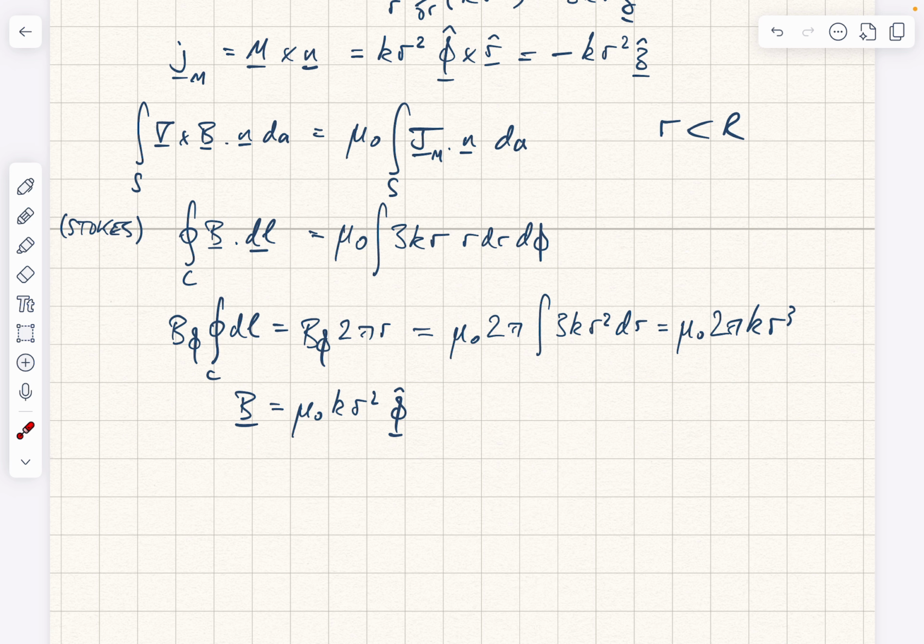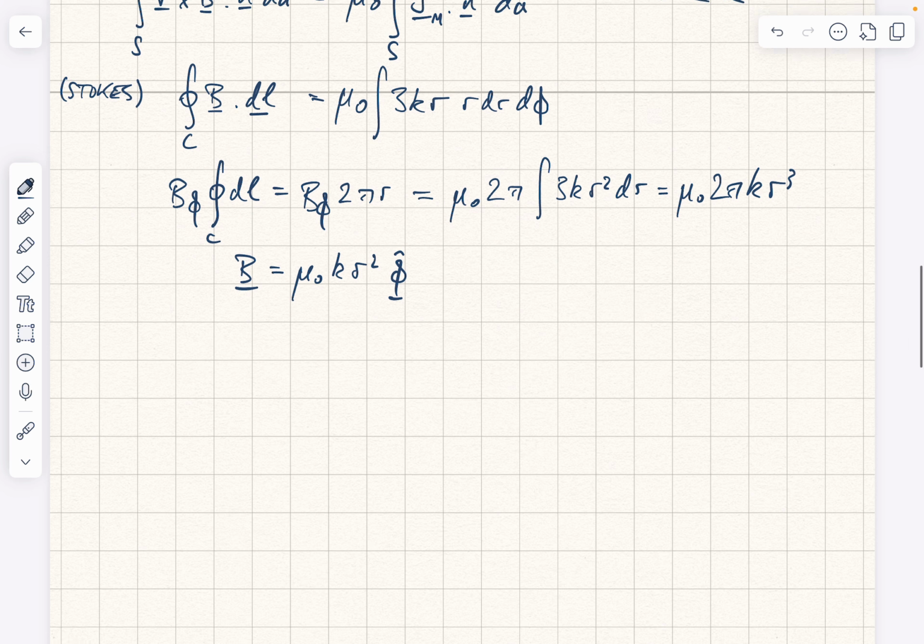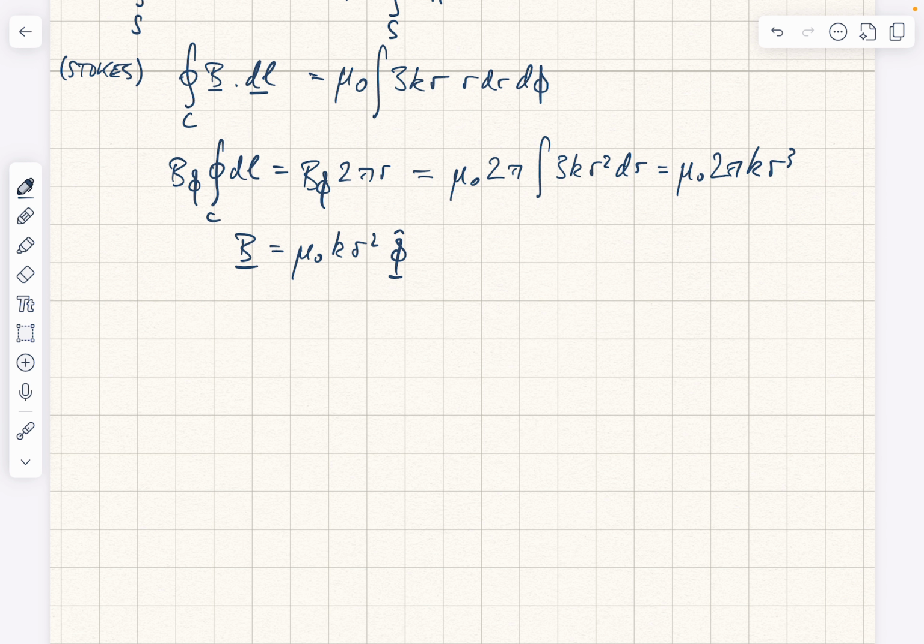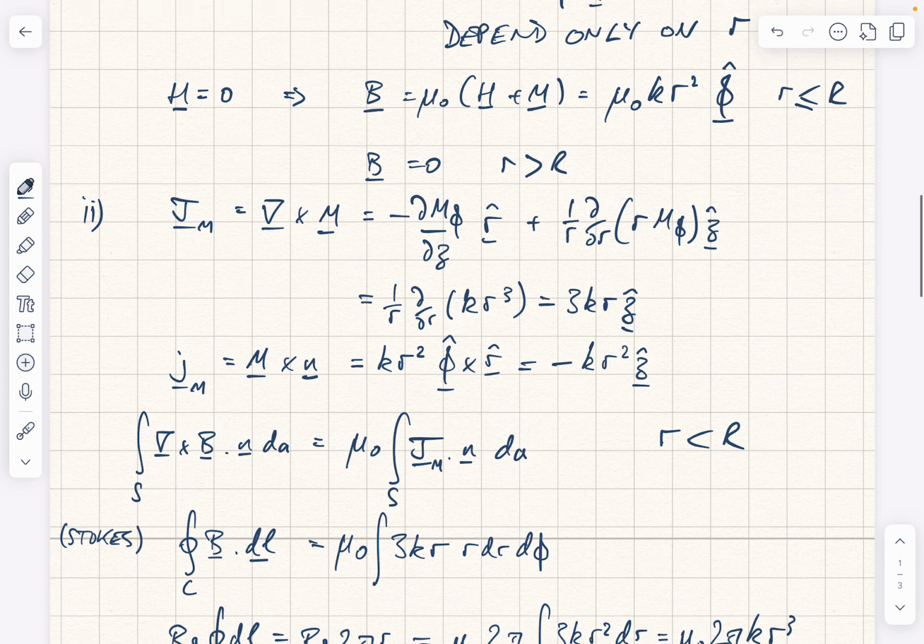I've just done a little bit of a jump there. I've cancelled the 2 pi here with the 2 pi there, the r with the r cubed, and that gives us the same answer that we had before. It's a little bit more involved, but it's perfectly reasonable that we should have the same answer. We might want to think about the currents that are flowing and just check that they sum up to 0, because we know that this is a closed system.